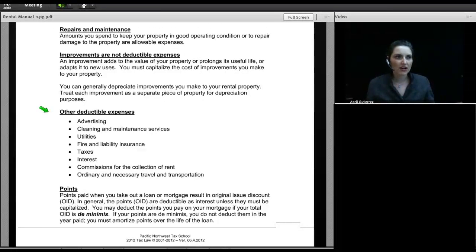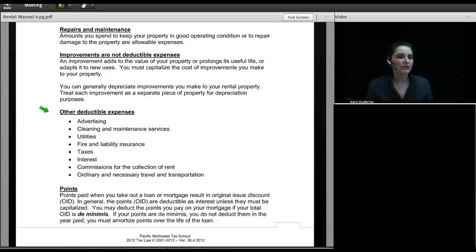But typically, you would not go through and do an inventory of every appliance in the place and separate those or depreciate those separately. I don't think there would be anything that would prevent you from doing that, but it's not normally done.